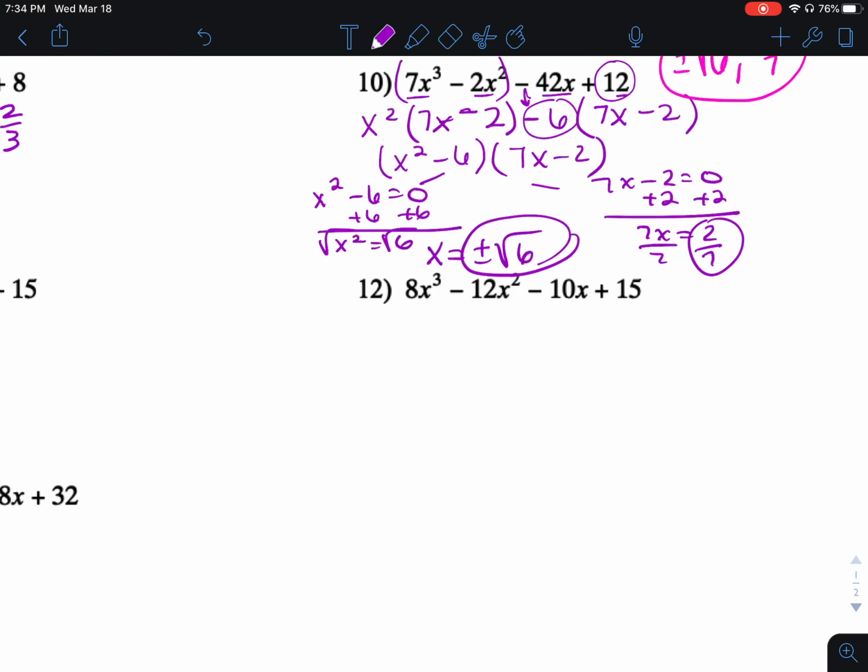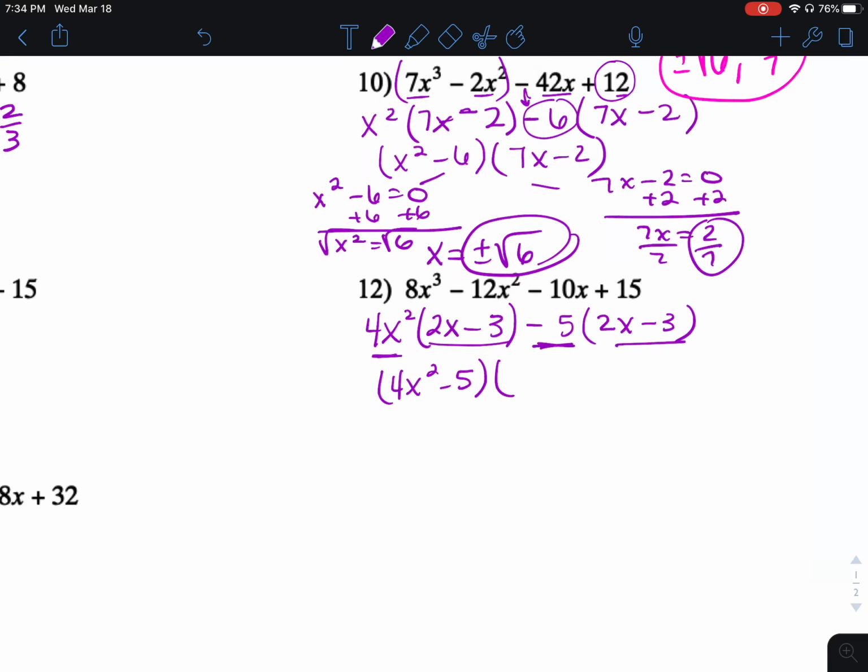All right, on this one, I'm going to factor out a 4x squared to begin with. That leaves me with 2x minus 3. Bring down the minus. Here I'm going to factor out a 5, 2x minus 3. So I combine my 4x squared and my negative 5: 4x squared minus 5. And then notice that my other 2 parentheses are exactly the same, so write that once. Now we're going to split off, and we're going to make each one of these equal 0.